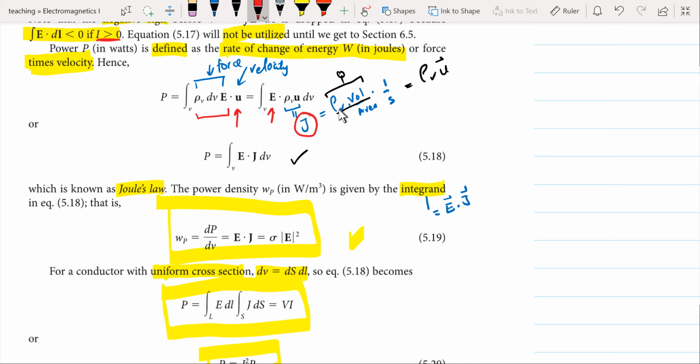because we know that current density is given by the amount of charge defined by rho V times volume per unit area flowing per second. And therefore, we can simply identify that this term is equivalent to J. And therefore, we end up with equation 5.18 that relates power with electric field strength and the current density J. And this is referred to as Joule's law.